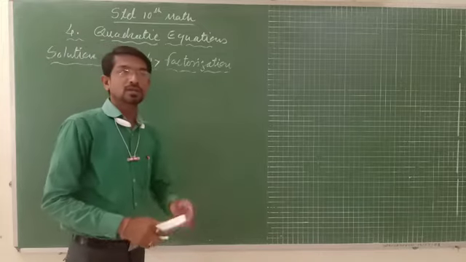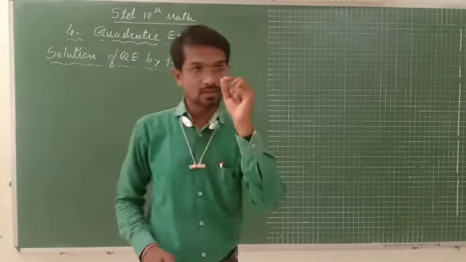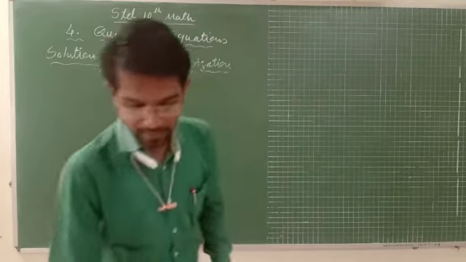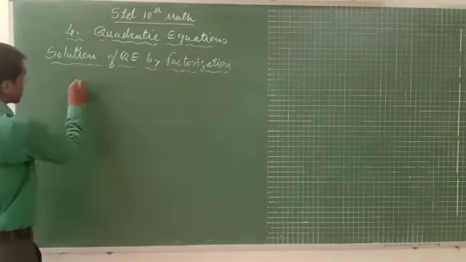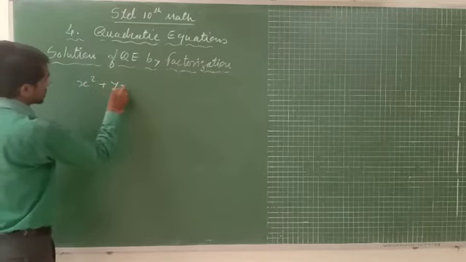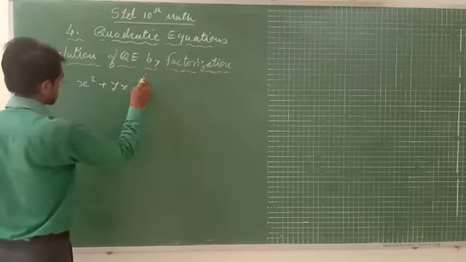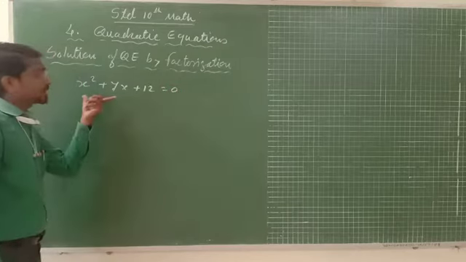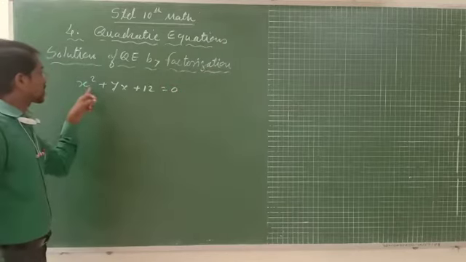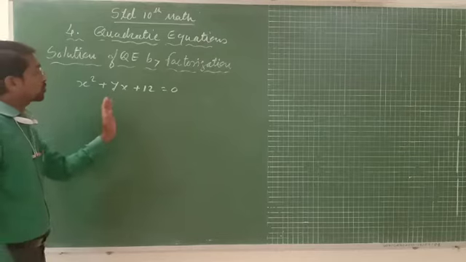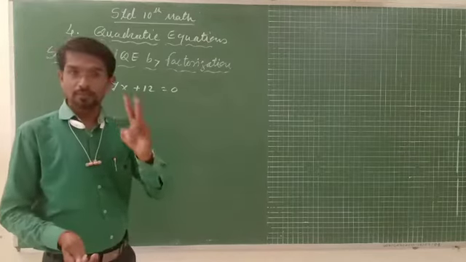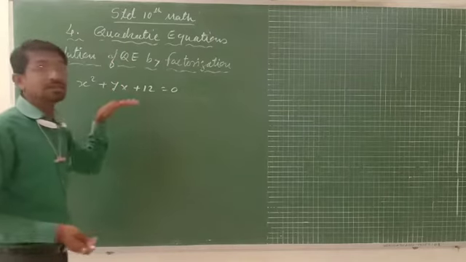It is clearly mentioned in your example which method you have to apply. So I am taking one example. Suppose x square plus 7x plus 12 is equal to 0. This is a quadratic equation, x square plus 7x plus 12. We have to find the solution of this one. Solution means root, that is, the numbers which satisfy this equation.